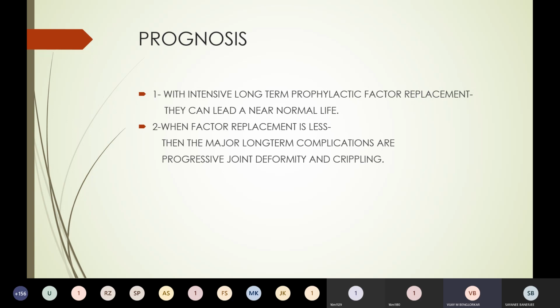Prognosis. Suppose these patients receive prophylactic factor replacement, particularly in severe hemophilia, they can lead a near normal life. But if they cannot afford or are not able to get the factors, in that case, when factor replacement is less, then the major long-term complications are progressive joint deformity and crippling of the joints.